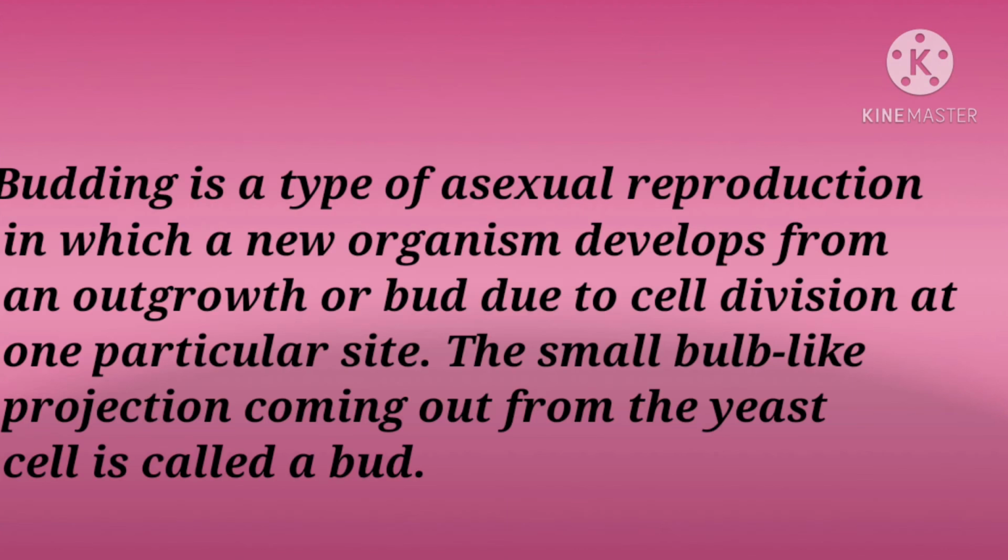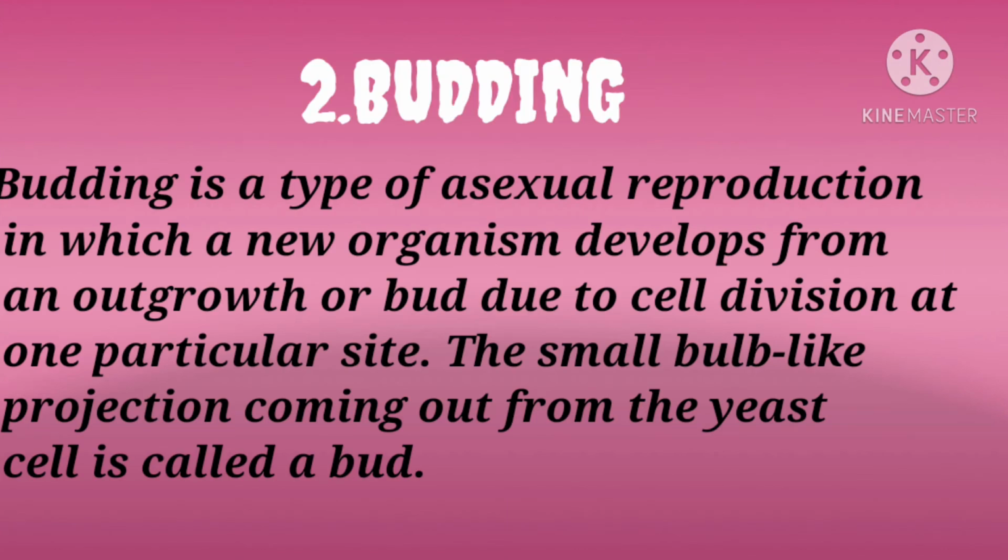Next is budding. Budding is also a type of asexual reproduction in which a new organism develops from an outgrowth, and that outgrowth is called a bud. Due to cell division, at one particular site there is a small bulb-like projection coming out from the yeast. Actually the budding is most common in yeast, and in animals it takes place in hydra. That outgrowth is called bud.